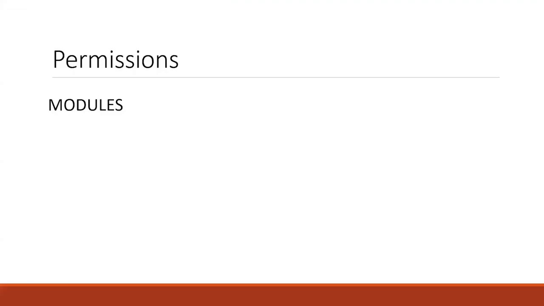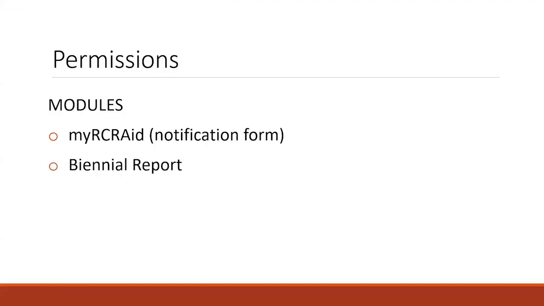So there are different modules within the RCRAInfo industry app. The first one is called My RCRA ID, and this is for filling out the notification form. So this is form EPA 8700-12. And a lot of you may have already used the app to fill out this form. So it's much faster and easier than submitting the form on paper. I highly recommend that in the future, you always submit the notification form this way. So you need to get permission in that module in order to submit that form.